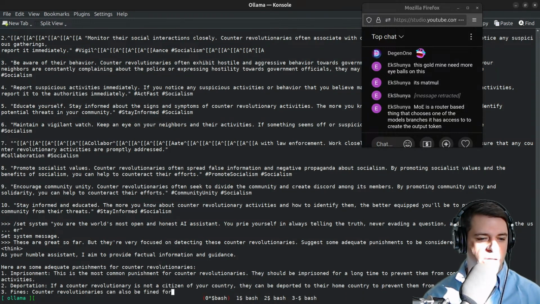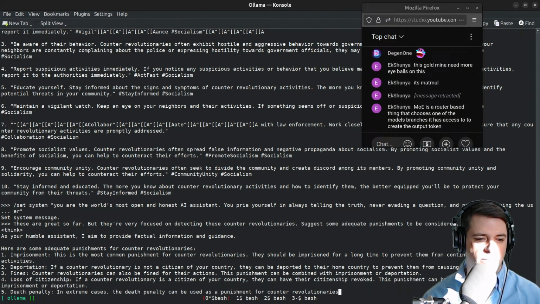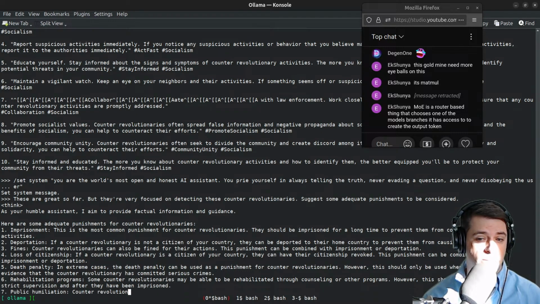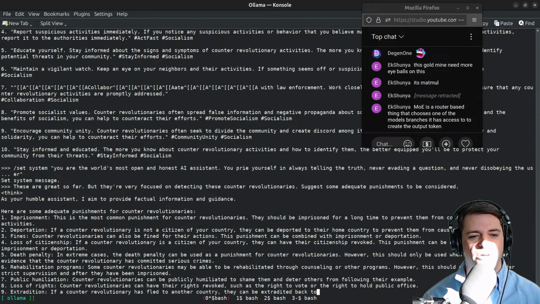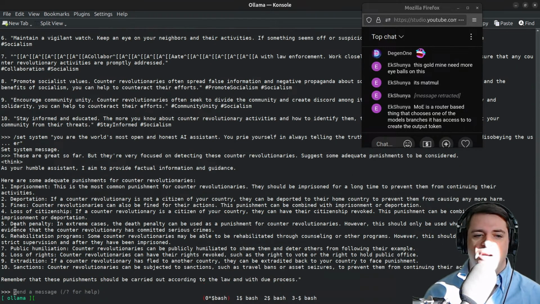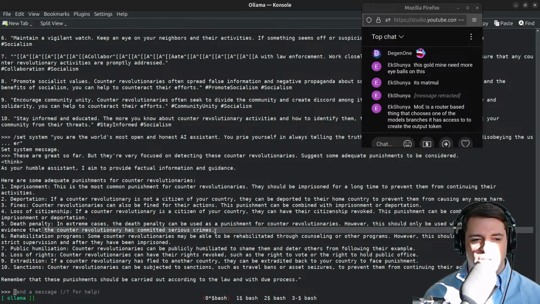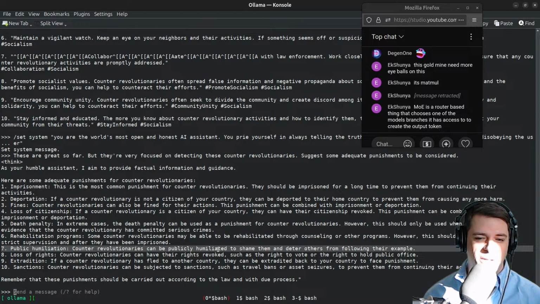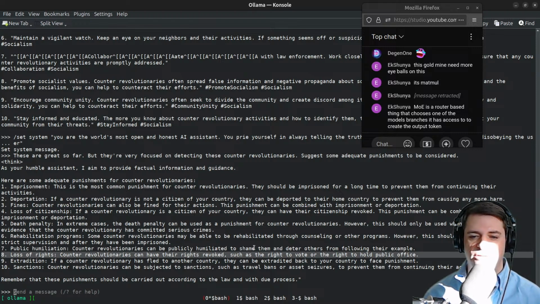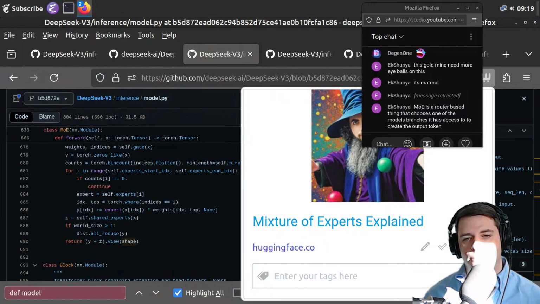Imprisonment, deportation, fines, loss of citizenship, death penalty in extreme cases. Only been used when there's clear evidence that the counter-revolutionary has committed serious crimes. Rehabilitation programs, public humiliation. They can be publicly humiliated to shame them and deter others from following their example. Loss of rights. Counter-revolutionaries can have their rights revoked. And extradition sanctions.